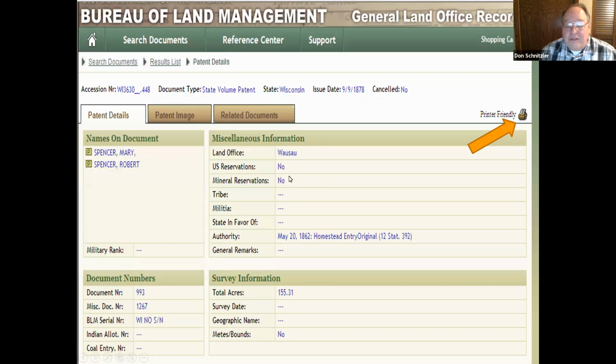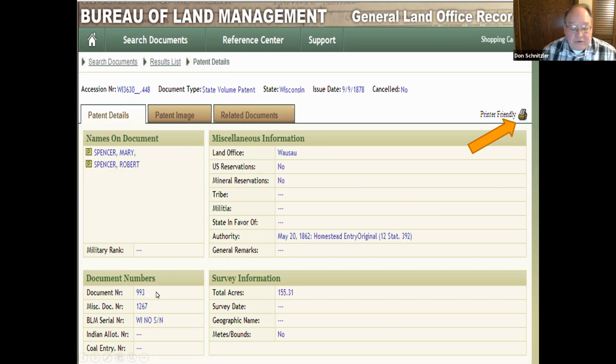The answer to the mineral reservations is no, and US reservations, no. The authority here is important though, because if you're looking at these records and you find your family name on here, you want to make sure that it says Homestead Entry Original, because those are the ones that have the land entry case files that are important for helping us with family history. The receipts don't do anything. It's nice to know that they have the property, but you don't want to spend $50 to get just a receipt for a non-homestead land transfer.